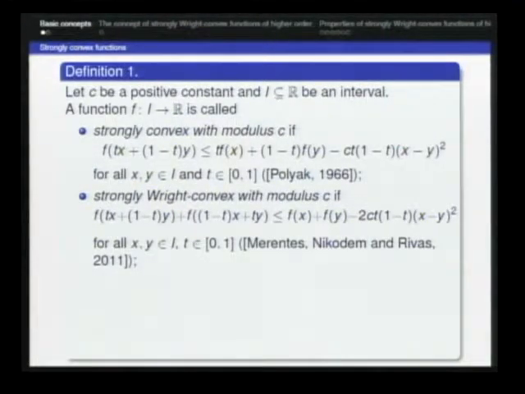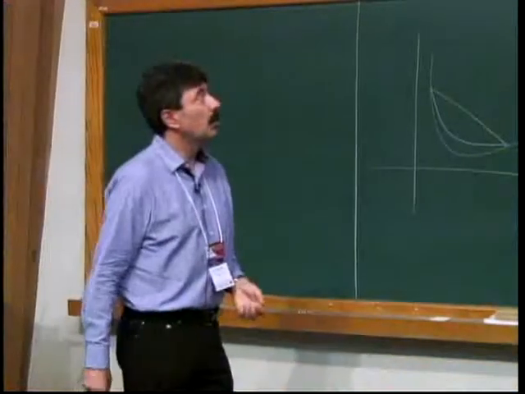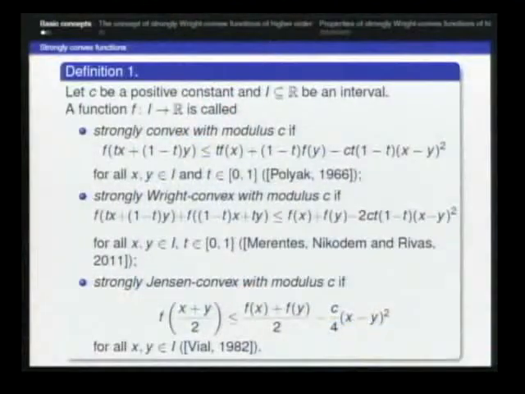Okay, then the next concept can be obtained if we write in the defining inequality of convexity t equals 1/2. As you know, then we get the definition of midpoint or Jensen convexity. The corresponding concept, strong Jensen convexity with modulus c, is f of (x plus y) over 2 is less than or equal to (f of x plus f of y) over 2 minus c over 4 times (x minus y) squared.